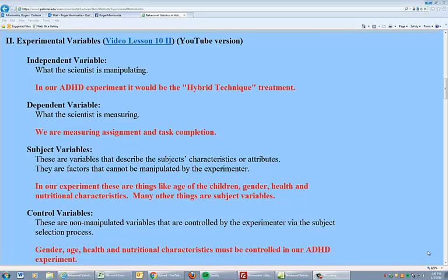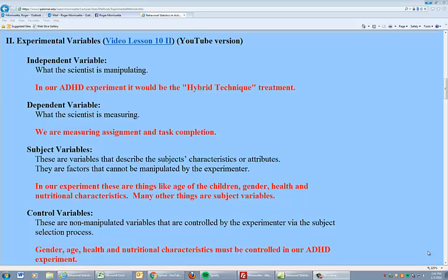It is what is being measured by the scientists, and we're measuring specifically these characteristics of ADHD, assignment and task completion. Subject variables are any variables about the participant or the subject that may come into play. Actually, they're any of the characteristics: height, weight, gender, age, anything you can imagine. So if we're doing a study on children, maybe their diet would be important.